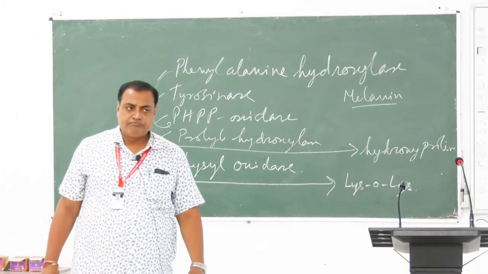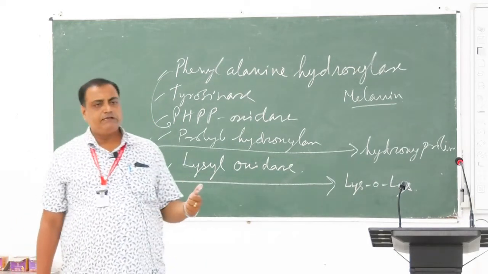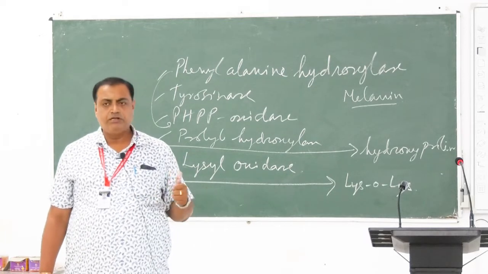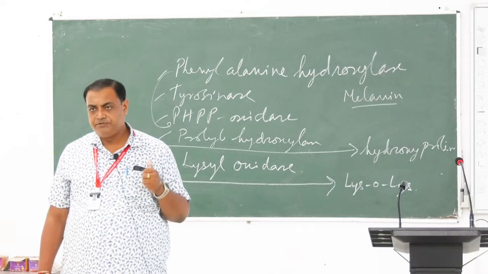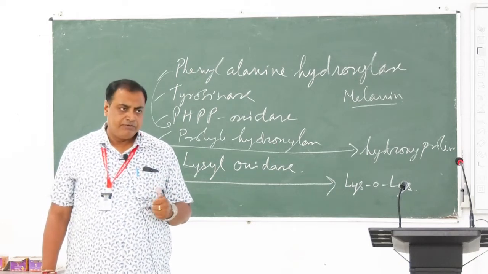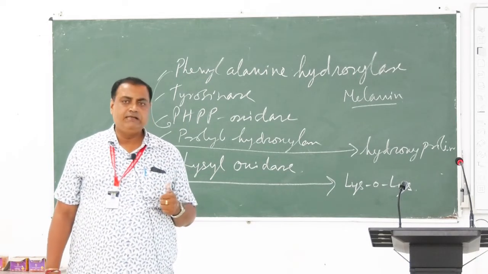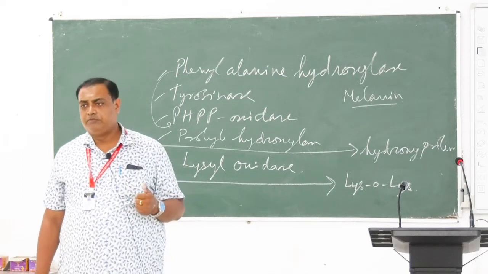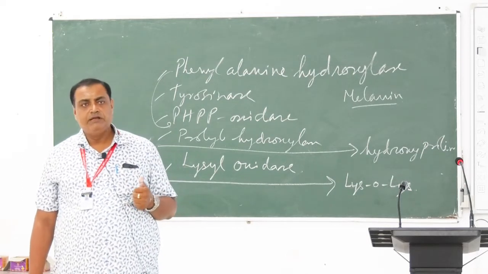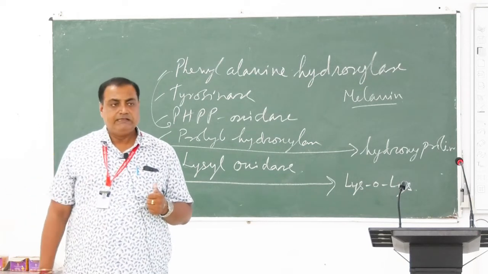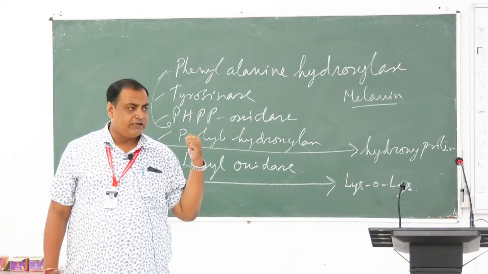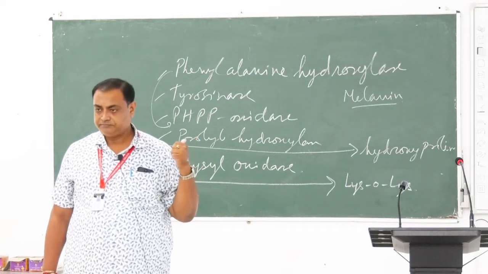Number 2, vitamin C is required for absorption of iron from the gut. Iron is absorbed in ferrous form. So the ferric to ferrous conversion takes place via vitamin C. Clear?